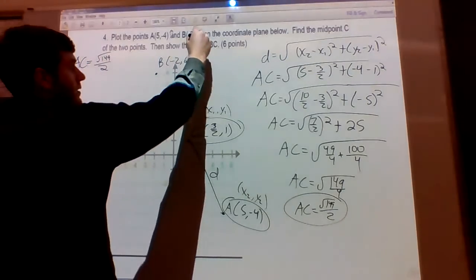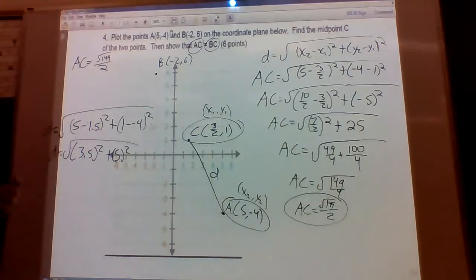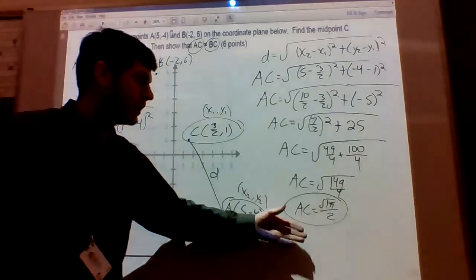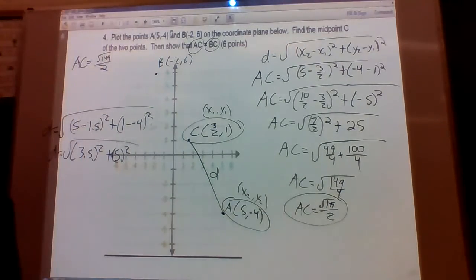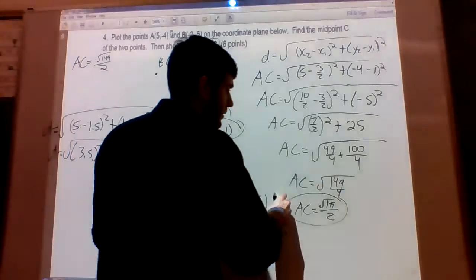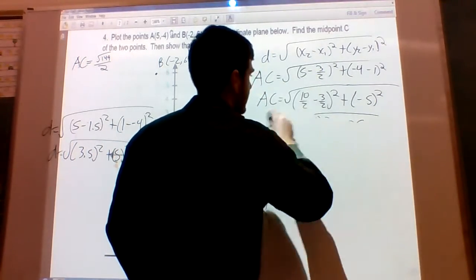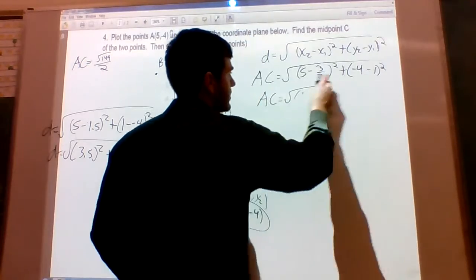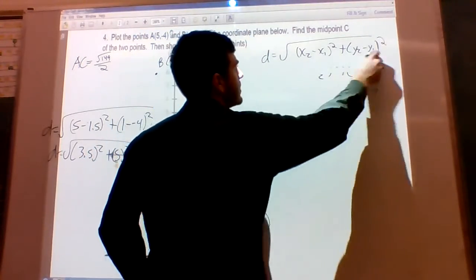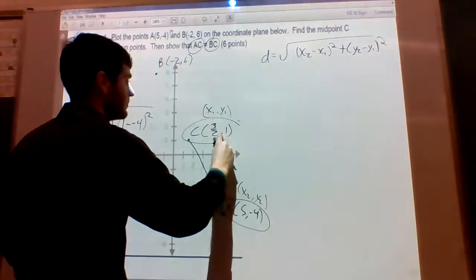Now we need to find BC. If we did it right, BC should also be the same thing. So let's do BC and see if we get the same answer. I hope so, because I'm erasing this and we can't see what we did wrong otherwise.